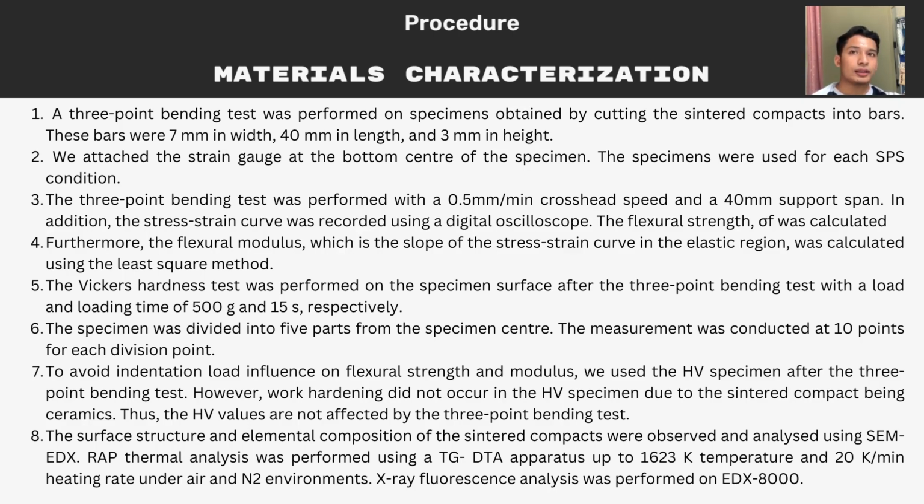To avoid indentation load influence of flexural strength and modulus, we use the HV specimen after the 3-point bending test. However, work hardening did not occur in the HV specimen due to the sintered compact being ceramic. Thus, the HV values are not affected by the 3-point bending test. Next, the surface structure and elemental composition of the sintered compact were observed and analyzed using SEM EDS.